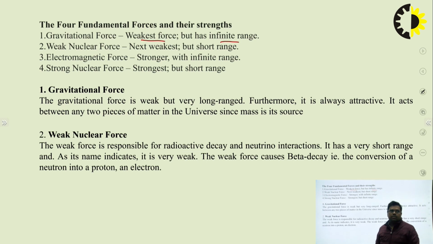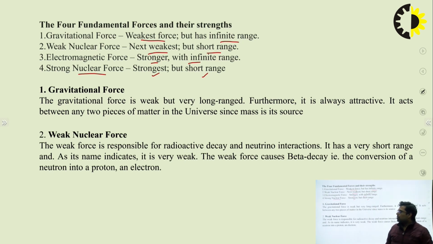The weak nuclear force is the next weakest after the gravitational force, but it has short range. The electromagnetic force is termed a stronger force, and it has infinite range. The strongest force, generally called the nuclear force, is the strongest among all, but its range is short.